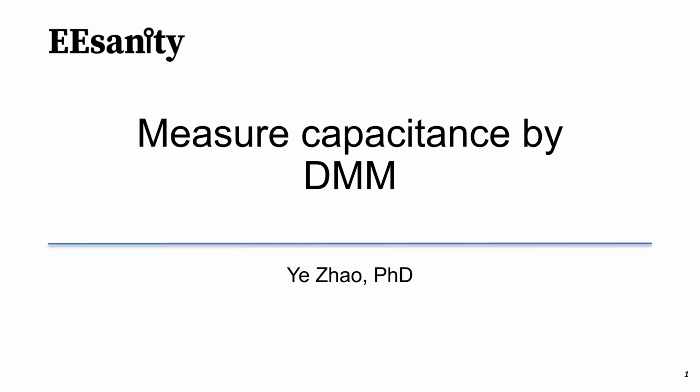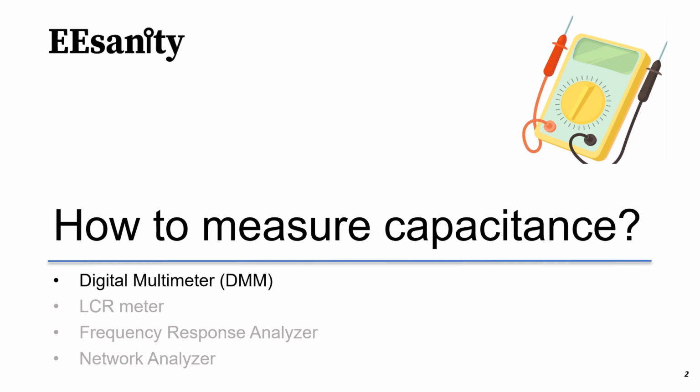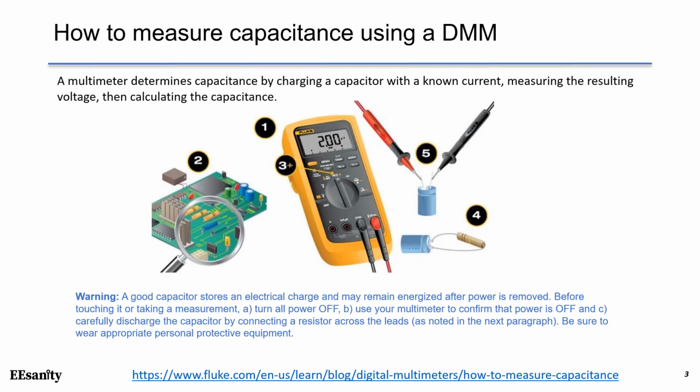Welcome back. In this lecture, we will discuss how to measure the capacitance using DMM, or digital multimeters. There are quite a few different methods to measure the capacitance, either the standalone capacitor or in-circuit capacitor. For example, we can use a digital multimeter (DMM), LCR meter, frequency response analyzer (FRA), or network analyzer. In this lecture, we're going to use the most commonly used method, which is a digital multimeter, DMM.